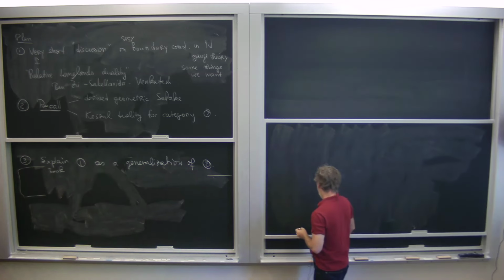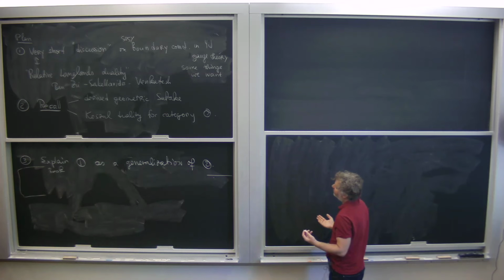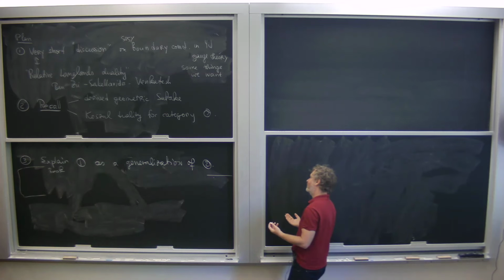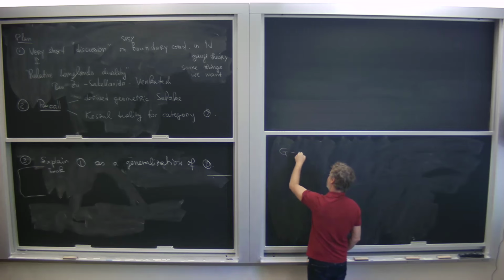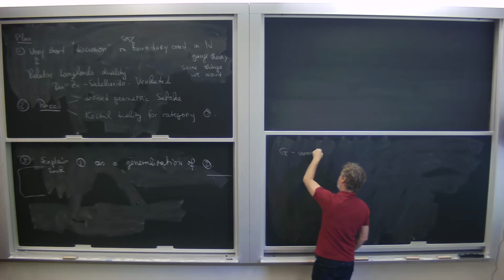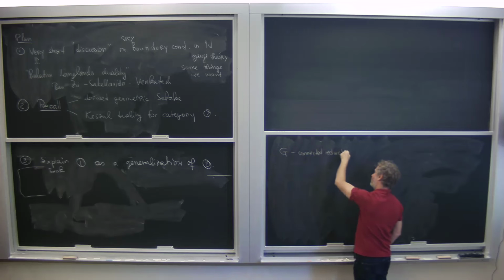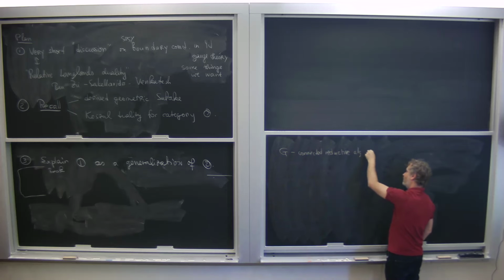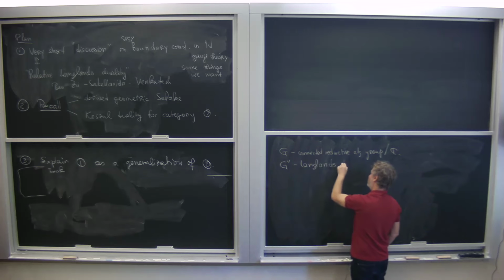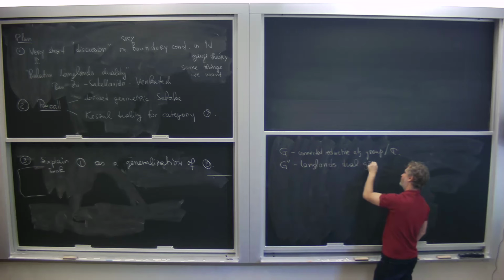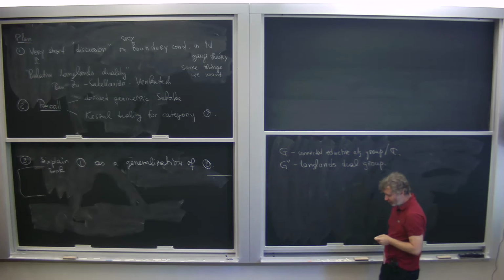So what do we start with? We're not going to pretend that we're physicists. We're going to do something mathematical and something algebraic rather than analytic. So I'm going to fix a group G, let's say a connected reductive algebraic group over C. And G check will be the Langlands dual group.